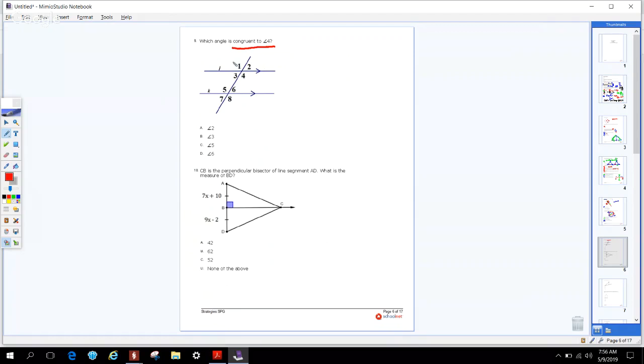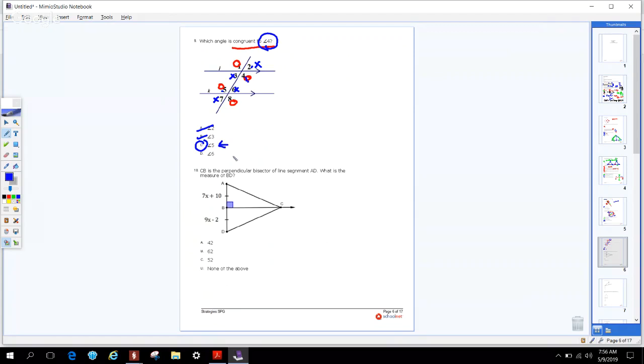So here I had told you to label the obtuse angles, and as long as they touch the same transversal line, they're all the same. And then we said the acute angles would be x's. So which is congruent to angle 4? Well, angle 4 is here. Angle 2 is blue. That's supplementary. Angle 3 is blue, also supplementary. Angle 5 is the correct answer.